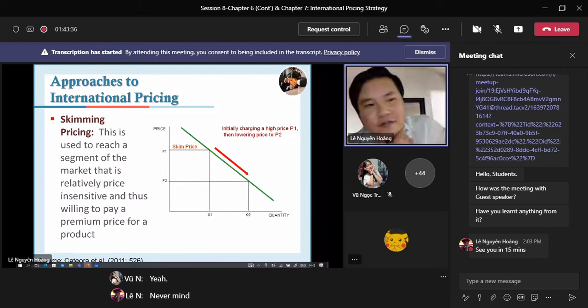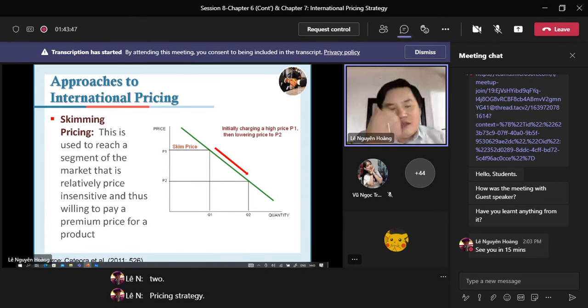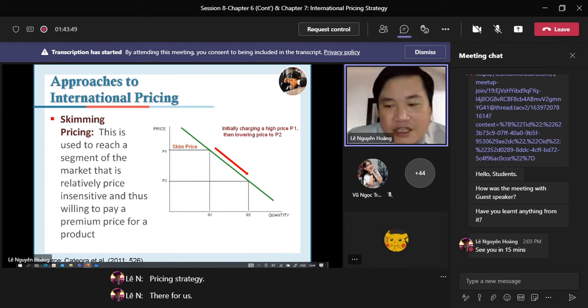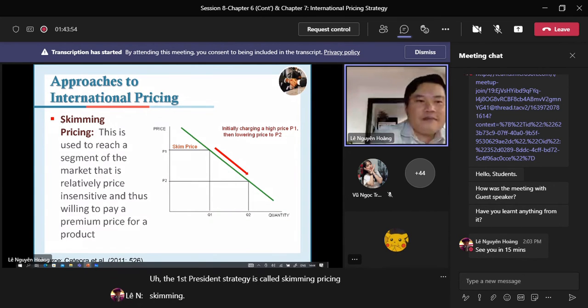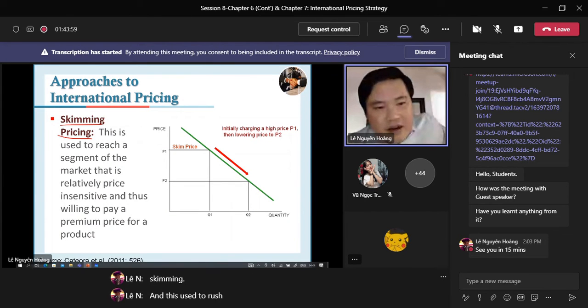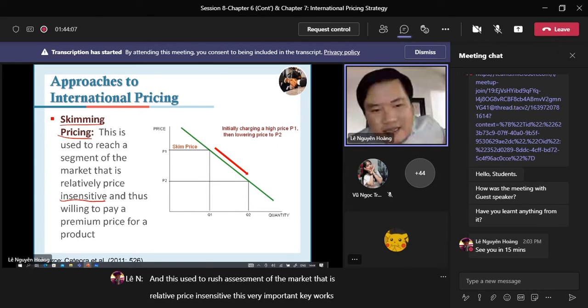Okay, so now I'm going to move to two different international pricing strategies. We have only two pricing strategies. The first pricing strategy is called skimming pricing. This uses an assessment of the market where relative price is sensitive. The very important keyword is sensitive, and thus willing to pay a premium price for our products.